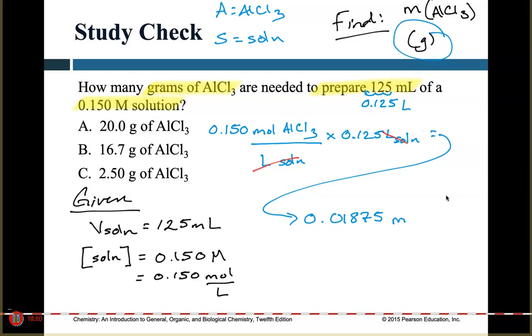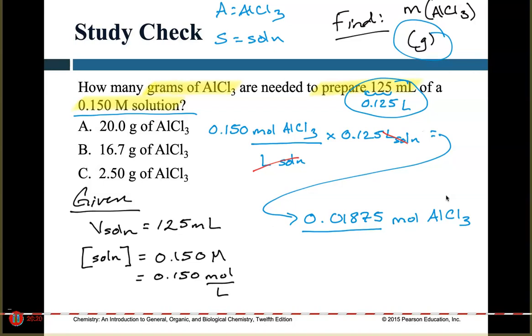0.01875 moles of aluminum chloride are in this solution right here. The 0.15 molar solution, if I have 125 mils of it, I'd have this many moles of AlCl3. And that makes sense, because if I had 1 liter, I'd have 0.15 moles of the aluminum chloride, but I don't have a liter. In fact, I have about 12.5% of a liter.